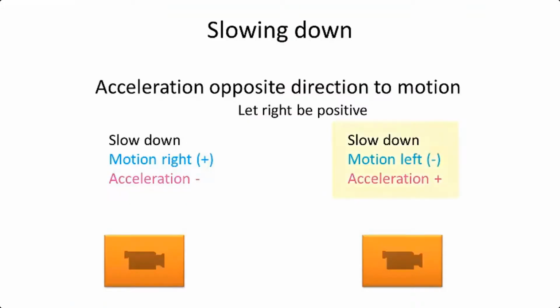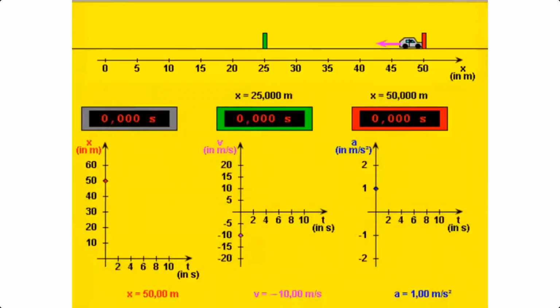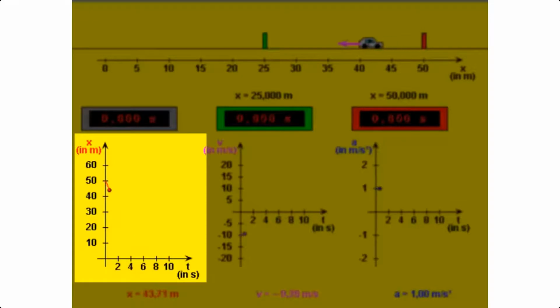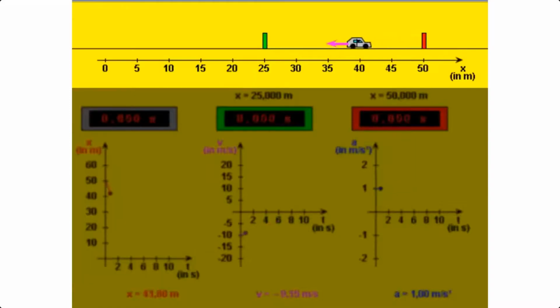Now let's have the car moving to the left, not to the right, and also slowing down. So we can see it starts far on the right, 50 meters from the reference point on the right, and it moves to the left, getting slower and slower. So the position time graph starts at 50 meters and slopes downward. So the velocity, the gradient of the graph, is negative because it's going downward. It's heading to the left, in other words, heading in the negative direction.